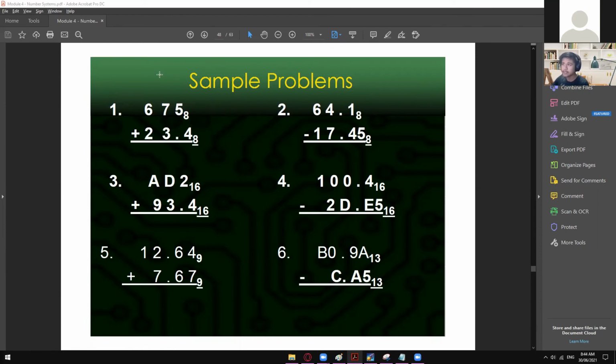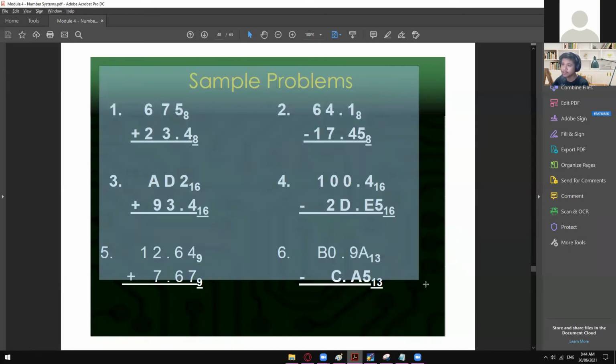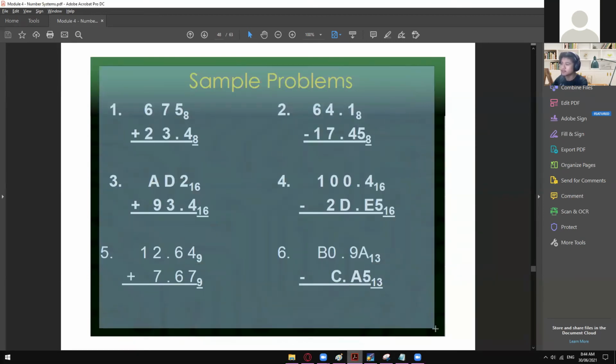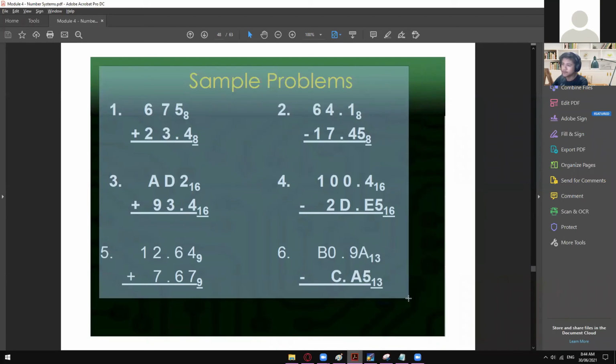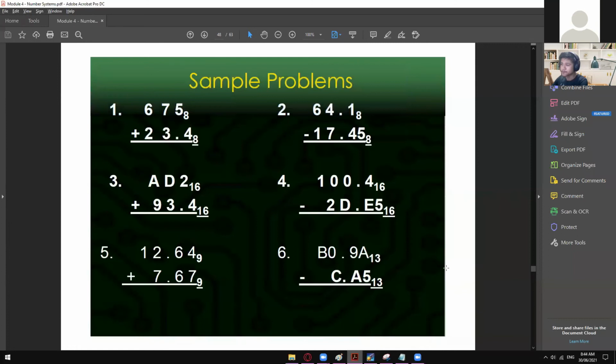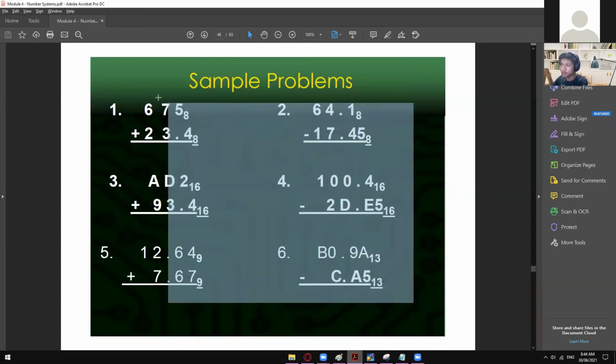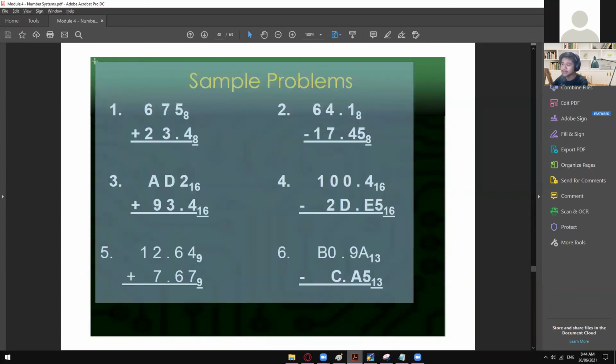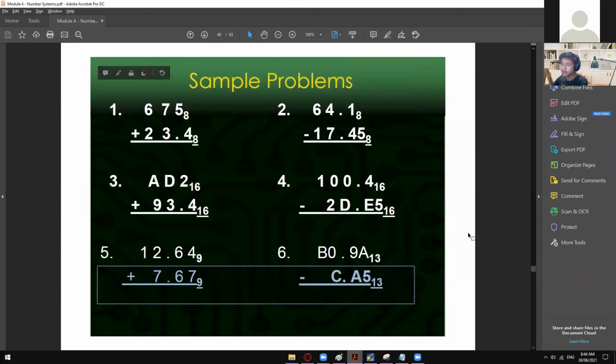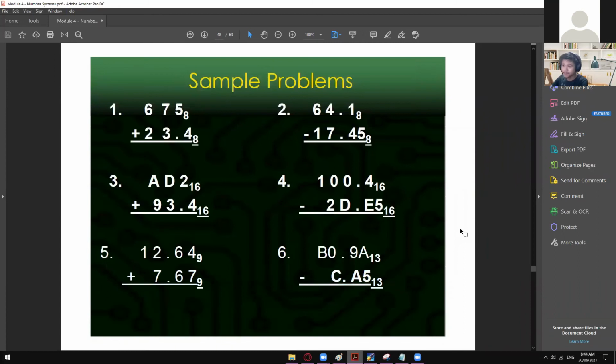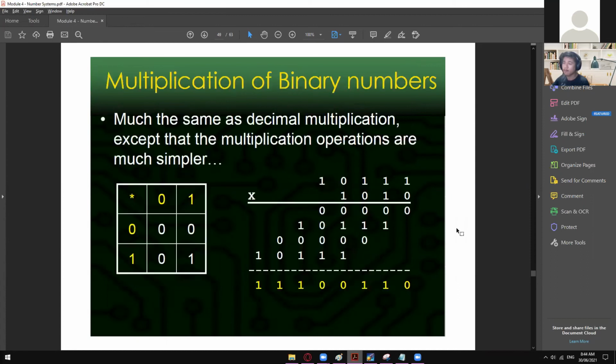So again, with these sample problems, I will not give this one as your activity. So this will serve as your practice activity. As usual, if you want to practice, you can do that one. And if you want me to check your answers, you can send me your solution. Then I'll be the one to check if it's correct or not. Okay, so let's now move on to the multiplication of binary numbers.